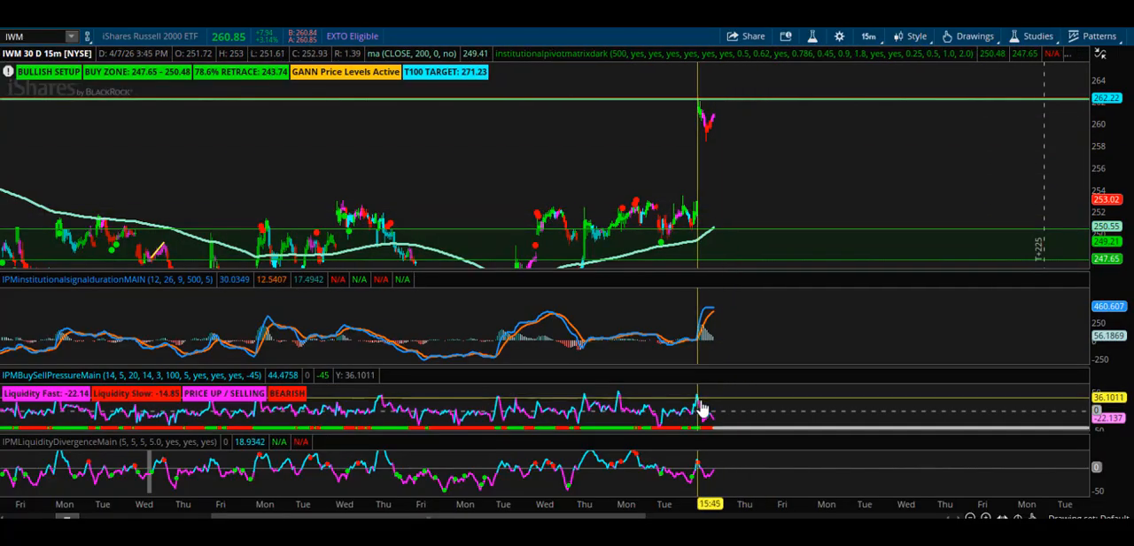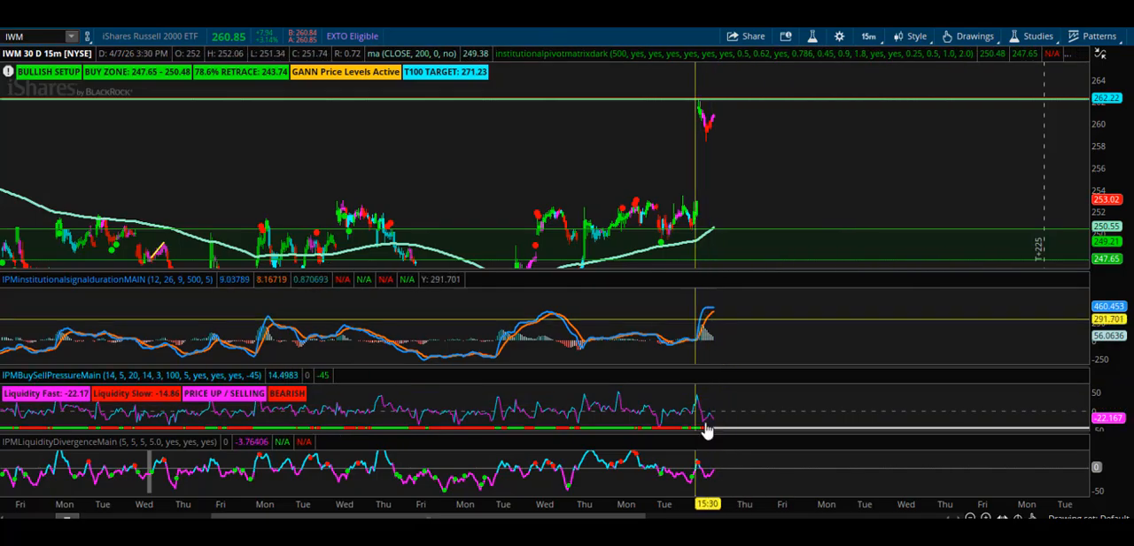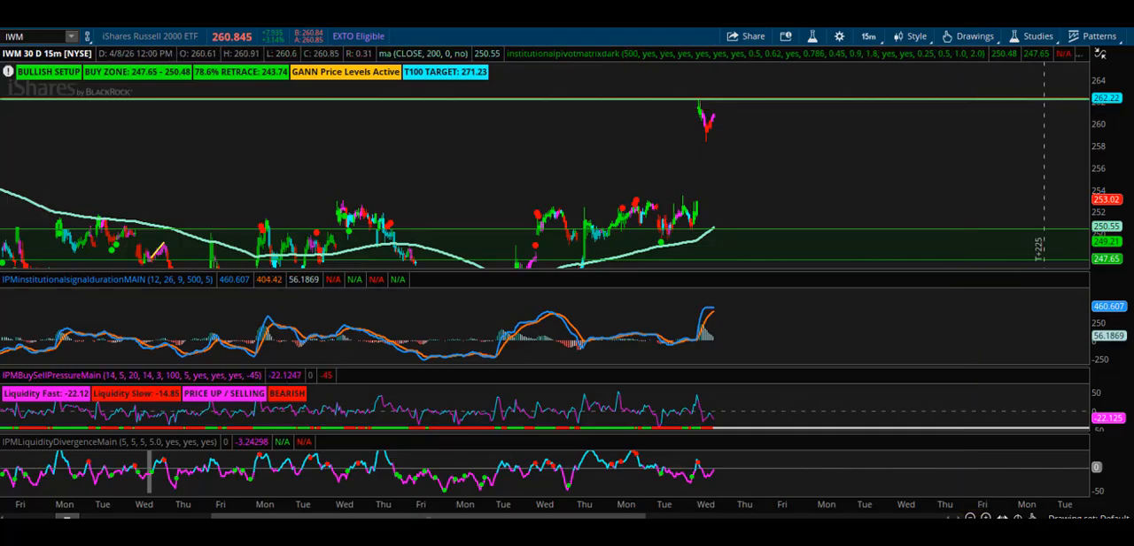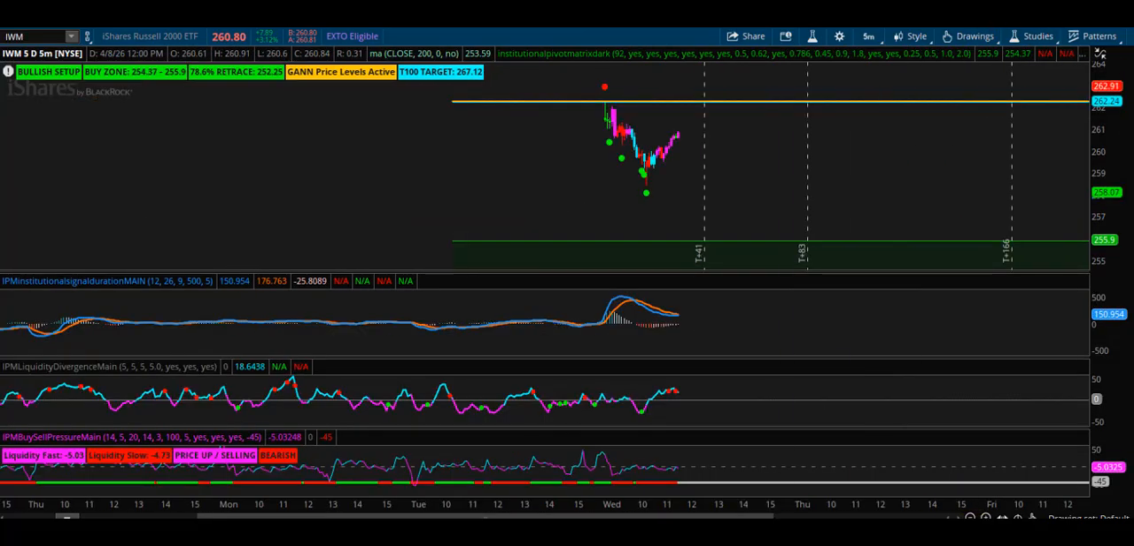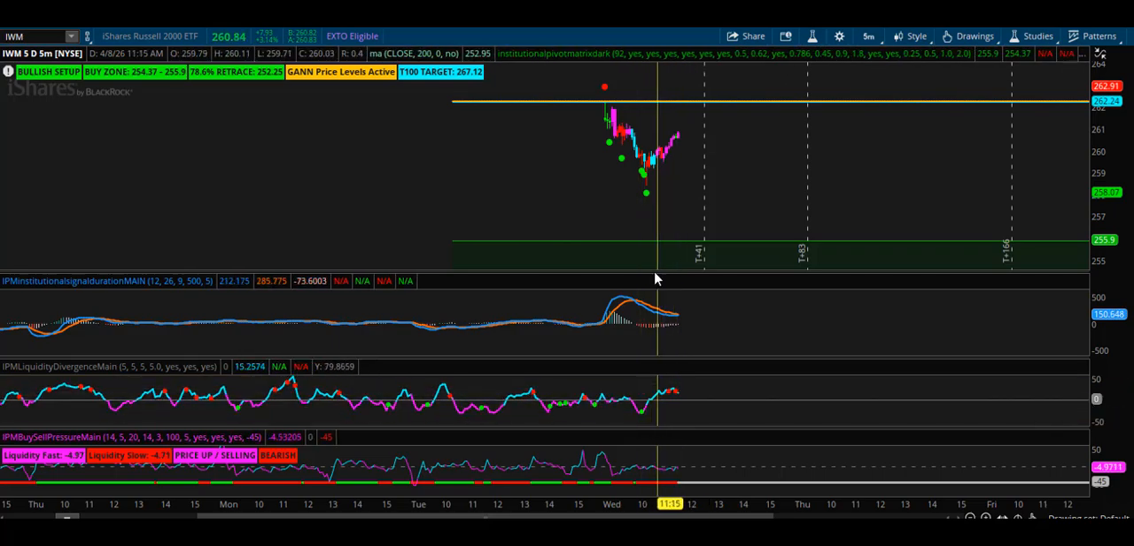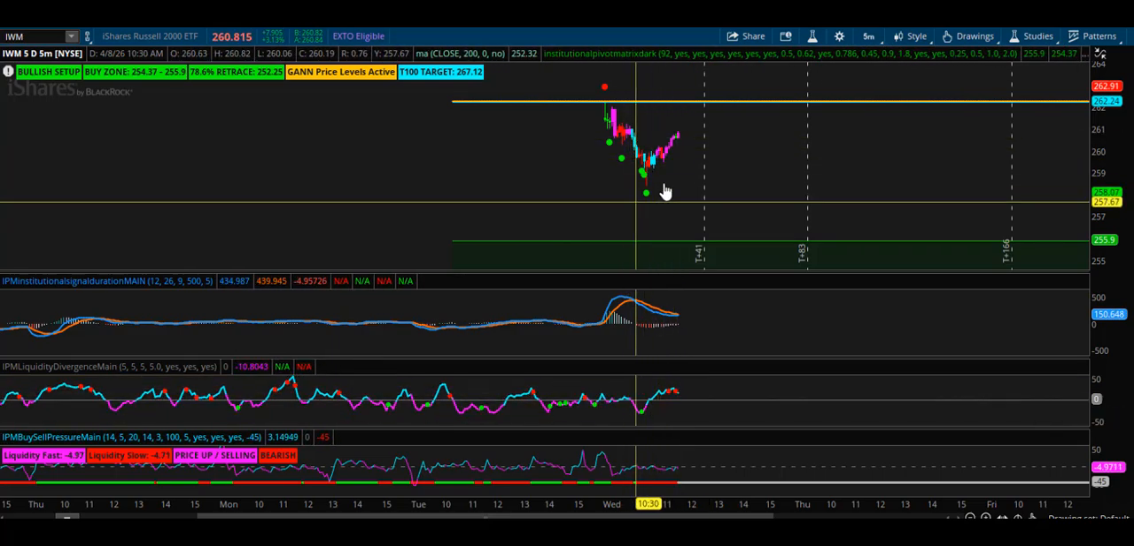But you can see right here our buy sell pressure is heading down. We had a sell signal. We're at the top, but then when we look at the 5 minute chart, you can see that we have selling going on right now, but we had buying at the exact lows, and this is a lot of buying right here.